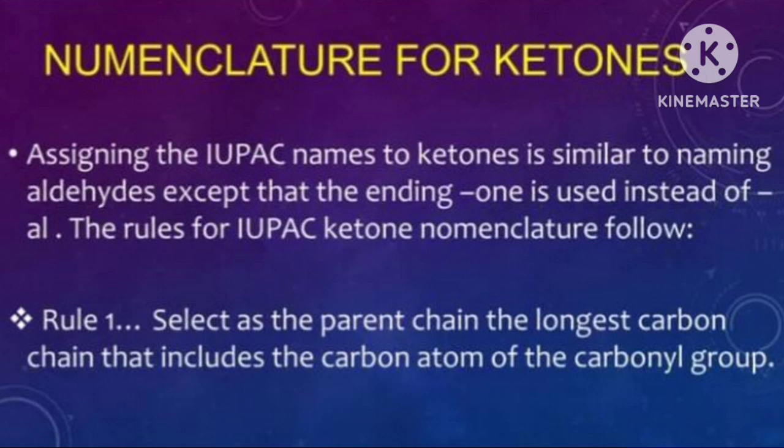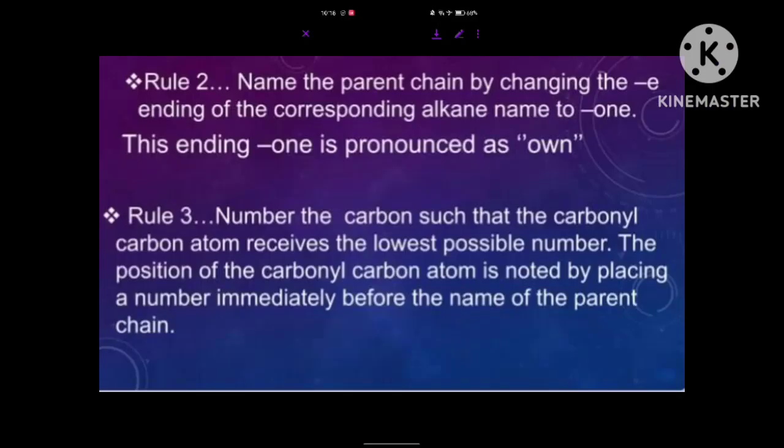Rule 1. Select as the parent chain the longest carbon chain that includes the carbon atom of the carbonyl group. Rule 2. Name the parent chain by changing the E ending of the corresponding alkane name to -one. This ending, -one, is pronounced as "on". Rule 3. Number the carbon such that the carbonyl carbon atom receives the lowest possible number. The position of the carbonyl carbon atom is noted by placing a number immediately before the name of the parent chain.